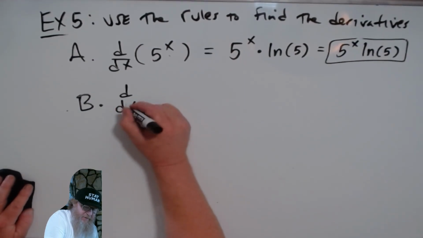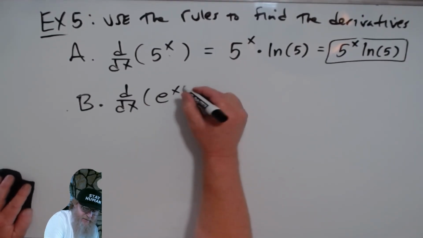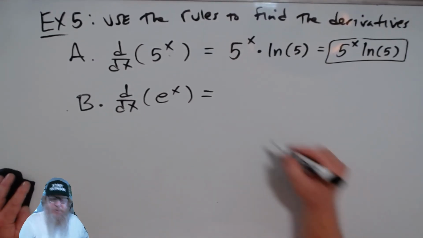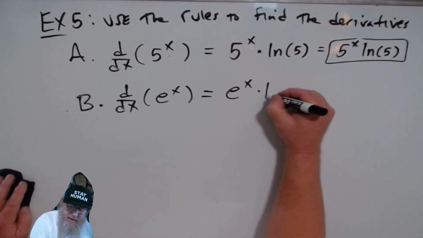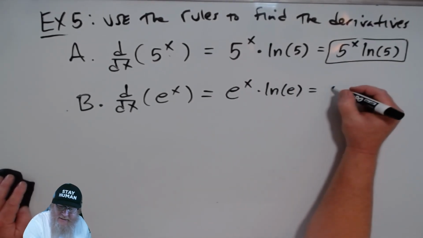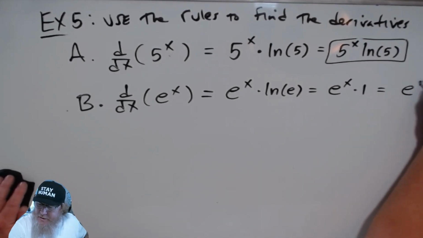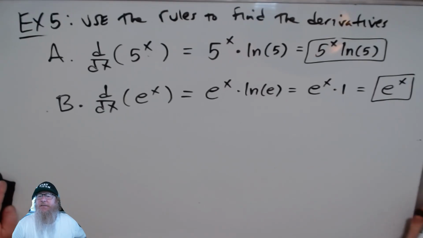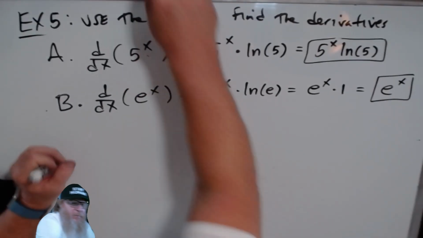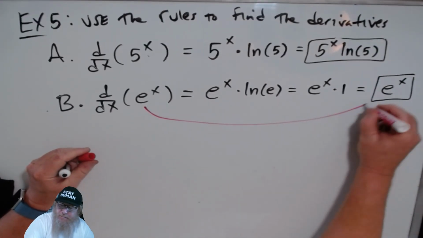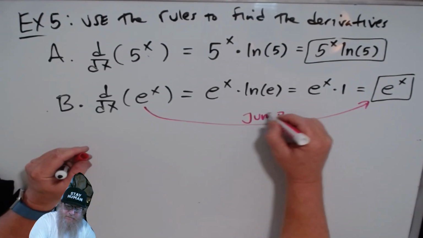The derivative of e to the x. Oh, that's a special case. e to the x ln of e, e to the x times 1, which is just e to the x. I would probably just jump all the way to the answer.